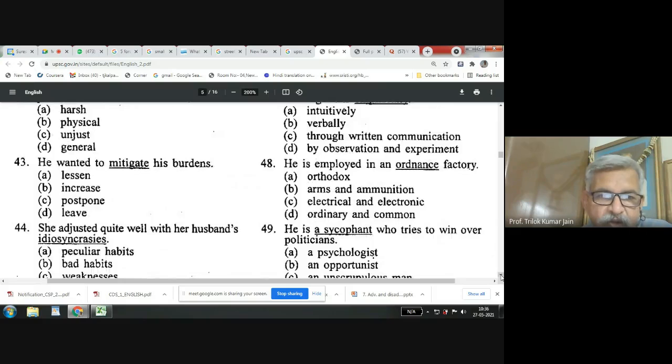He wanted to mitigate his burdens. Lessen is the right answer. Increase, not possible. Postpone, not possible. Leave, not possible. The correct answer is A, lessen. He is employed in an ordnance factory. Ordnance means arms and ammunition. The correct answer is B.